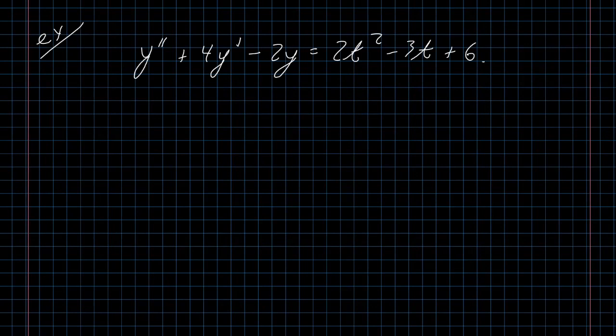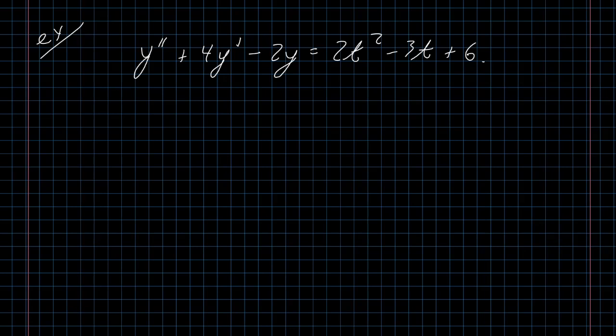So let's take a look at this differential equation. Y double prime plus 4y prime minus 2y equals 2t squared minus 3t plus 6. Implicitly, in this equation, we have y as a function of t. That's something that's worth noting before we do anything else.